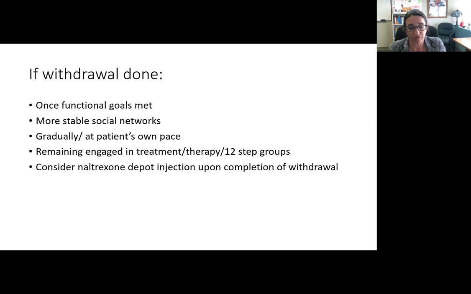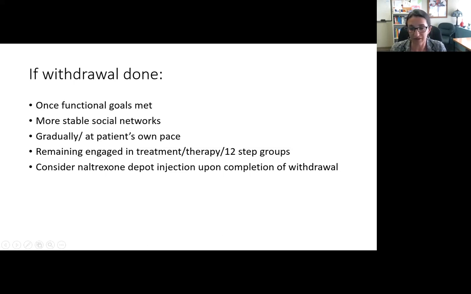So if we do proceed with it, we want to again check to make sure that those functional goals are being met, really that they're stable in terms of their social networks. And because we really don't have data that suggests one length of taper is superior to another, we really just want to go gradually if possible at the person's pace.